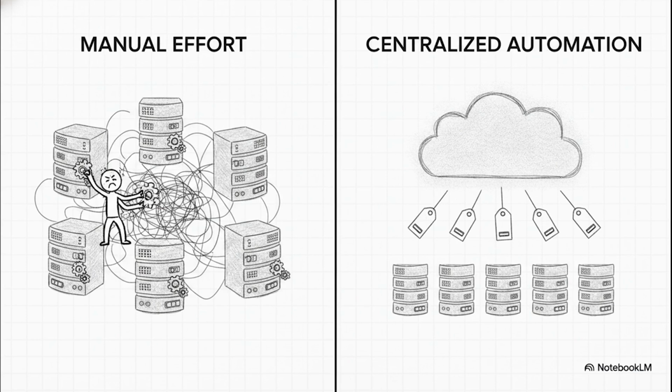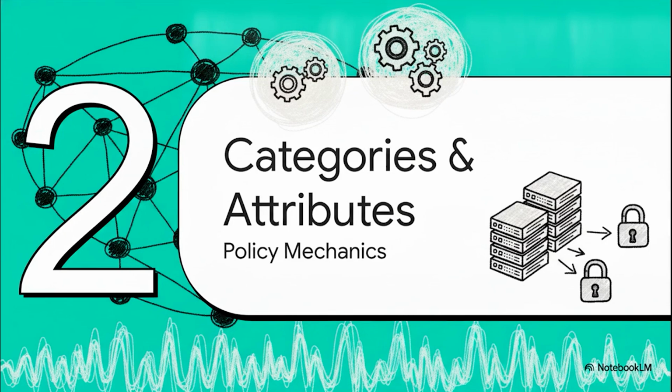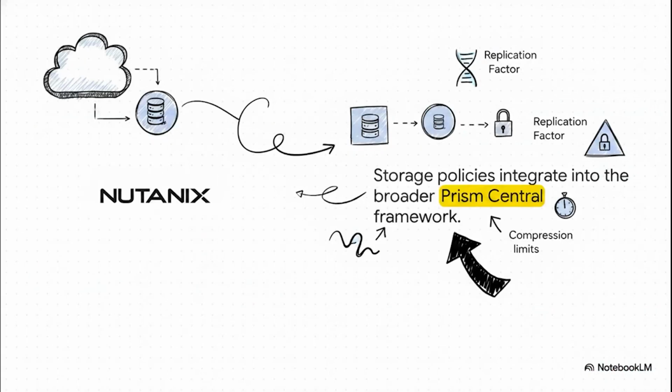Moving right along to Section 2, Categories and Attributes, focusing on the actual policy mechanics. Let's look at how this plays out in your infrastructure. Within the broader Prism Central framework, storage policies sit right alongside your familiar VM, image, and security policies. But here is what you really need to grasp. A single storage policy relies entirely on assigning specific categories to your entities to enforce those attributes.